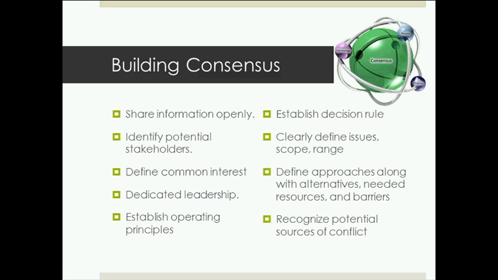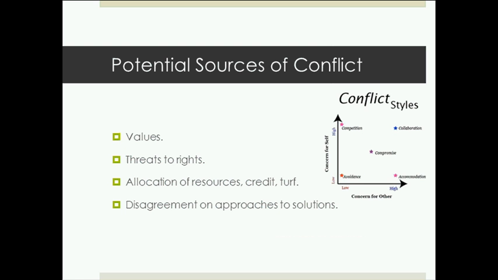Building consensus requires dedicated leadership, and it also requires an established set of operating principles, including rules on how you make decisions as a group, and how you define issues, and how you define approaches to saving trees on construction sites, along with alternatives and identified resources and barriers. It's important to identify the potential sources of conflict. Conflict is based on four things: values, threats to rights, allocation of resources, which could mean somebody getting credit or not getting credit and all the turf that's involved, and then agreement or disagreement on the approaches to solutions.